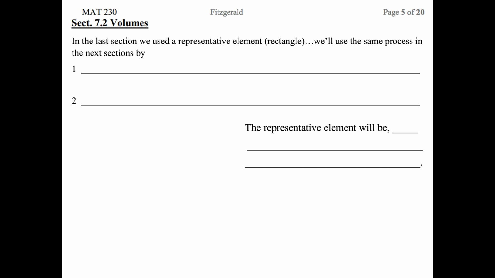Welcome to 7.2, where we're going to start looking at volumes. So in the last section, 7.1, we used a representative rectangle, if you will. What we're going to do is use the same process in the next sections, but we're not going to look at rectangles. We're going to choose a representative element and construct formulas to find our volume.